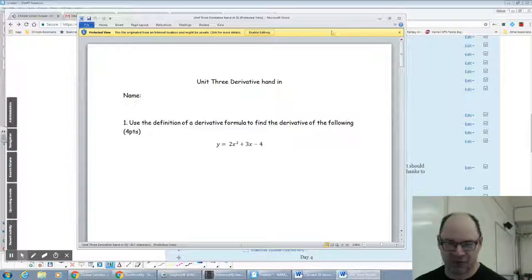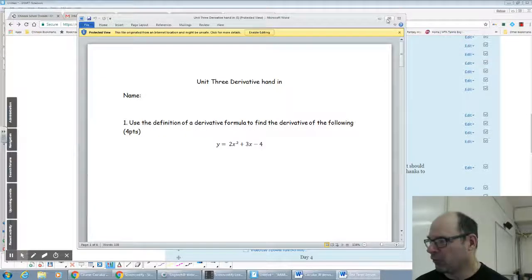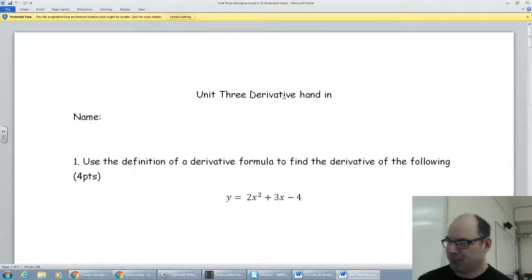Okay, so here's the derivative hand-in. The other one was a derivative quiz, and we'll talk about that later in the unit. All right, and I'll be sending that out when we do that. Okay, this is what we're going to work on next period.